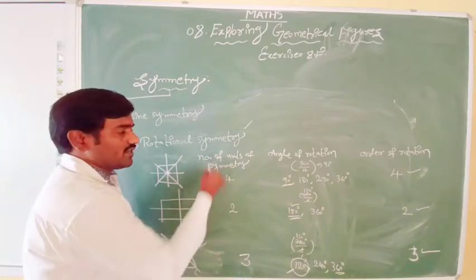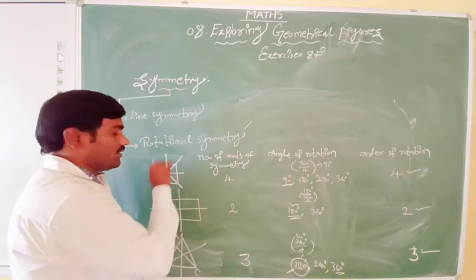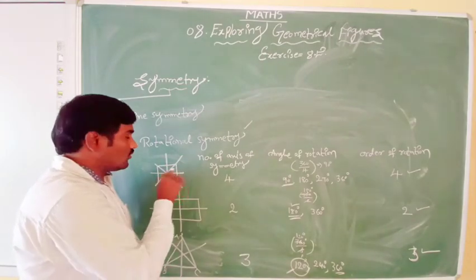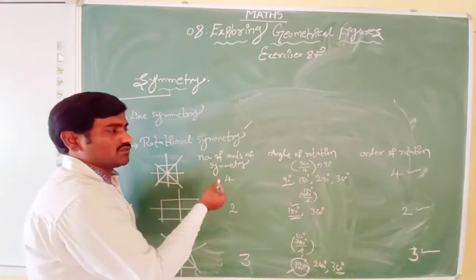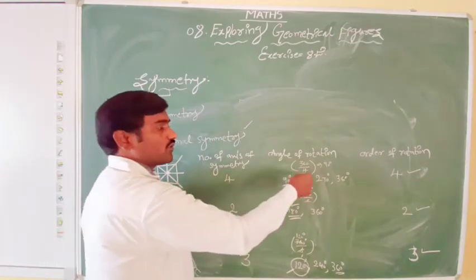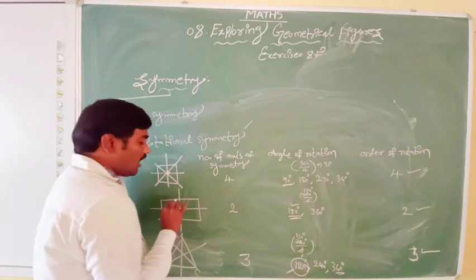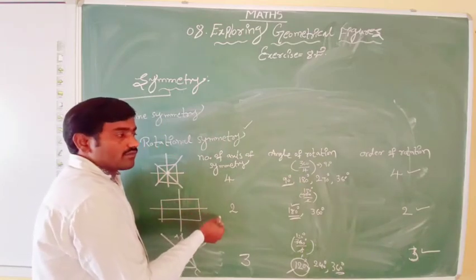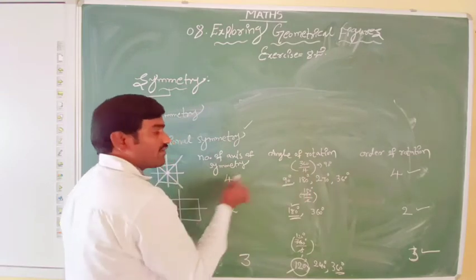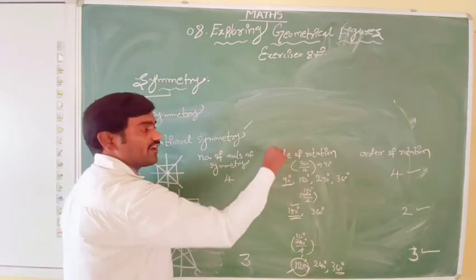How many axes of symmetry do we know? If you draw a line, the figure should be divided into 2 or more than 2 equal identical parts. Then it's called an axis of symmetry. That is how we count the axes of symmetry. For the angle of rotation, we have to take 360 degrees divided by the number of axes of symmetry. You will get the angle of rotation.